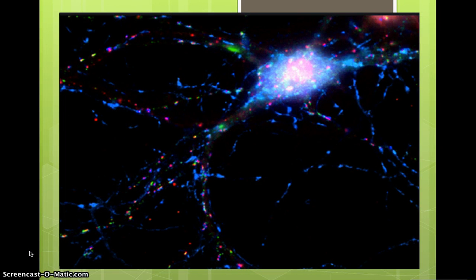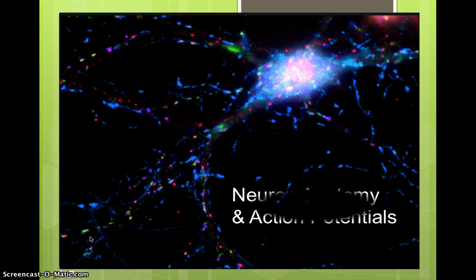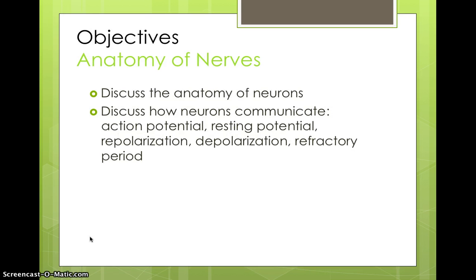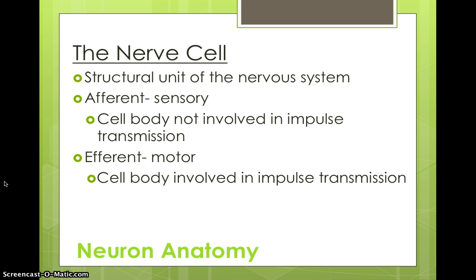I'd like to talk to you today about nerve cells. We're going to look at neuron anatomy and a little bit about action potentials, which is the beginning of neuron physiology. Our objectives today are to discuss the anatomy of neurons and how the neurons communicate, their action potentials, which involves a resting potential, repolarization, depolarization, and a refractory period.